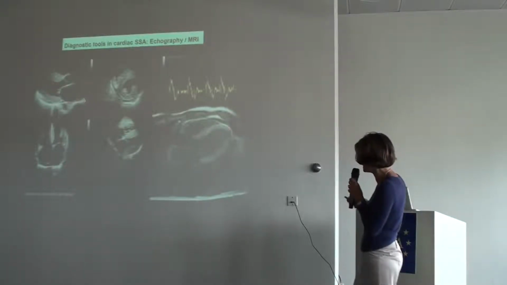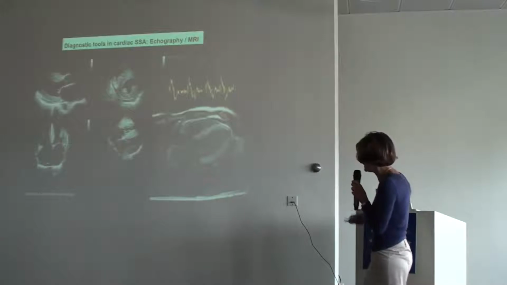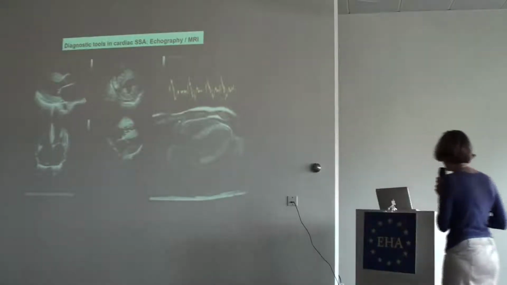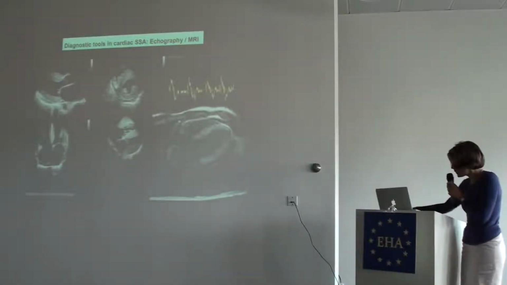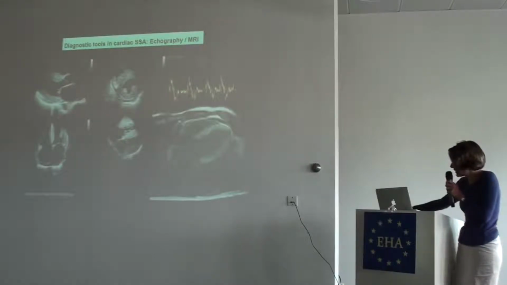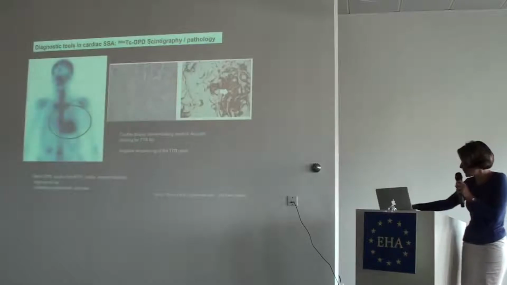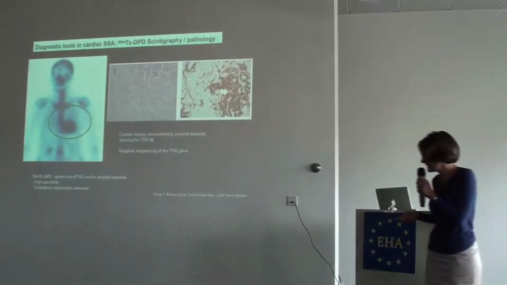MRI can also contribute to the diagnosis with this pattern of hypertrophic cardiomyopathy and this relatively specific pattern of late gadolinium enhancement indicating amyloidosis. So these are now potent tools to perform the diagnosis of senile systemic amyloidosis, or the cardiac form of TTR amyloidosis.